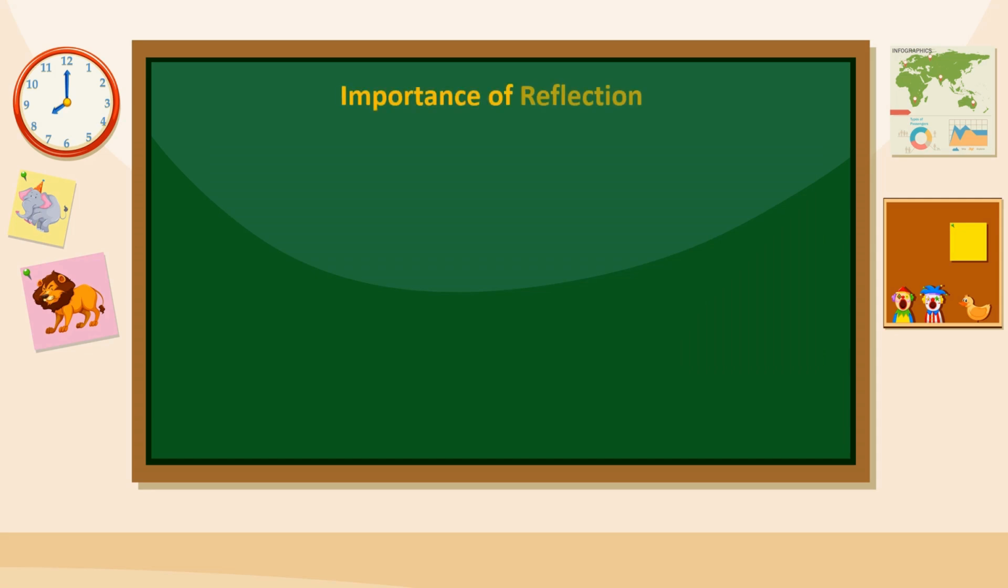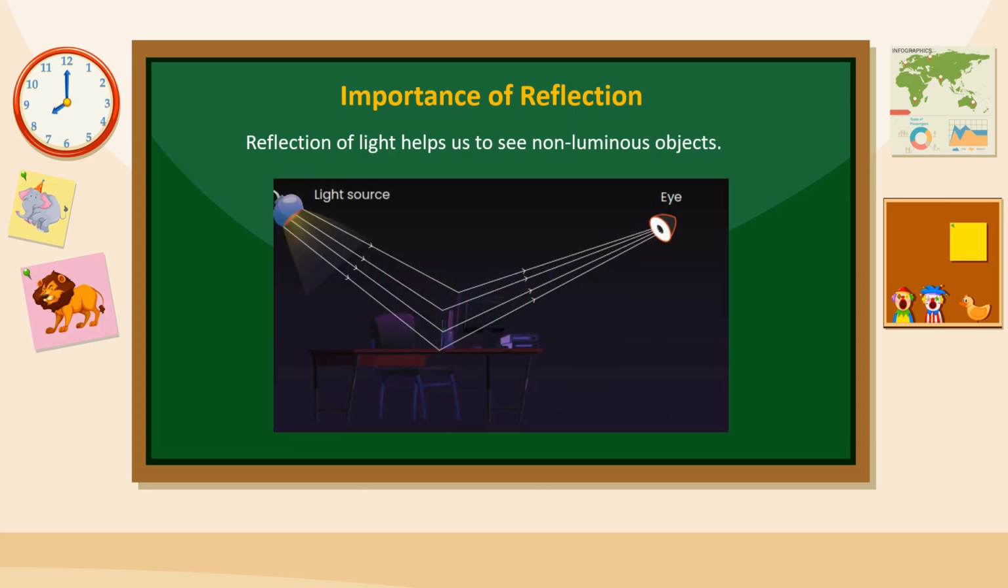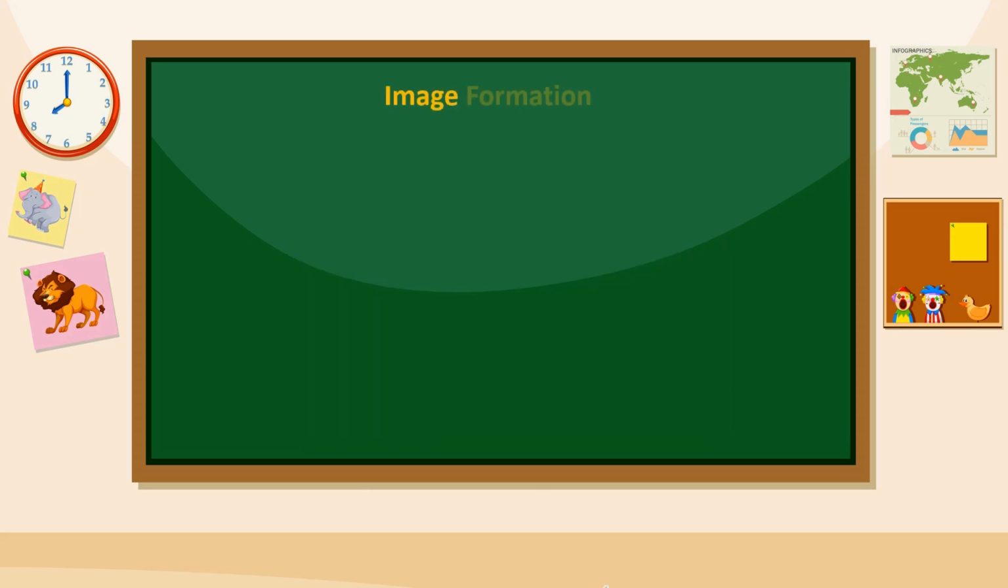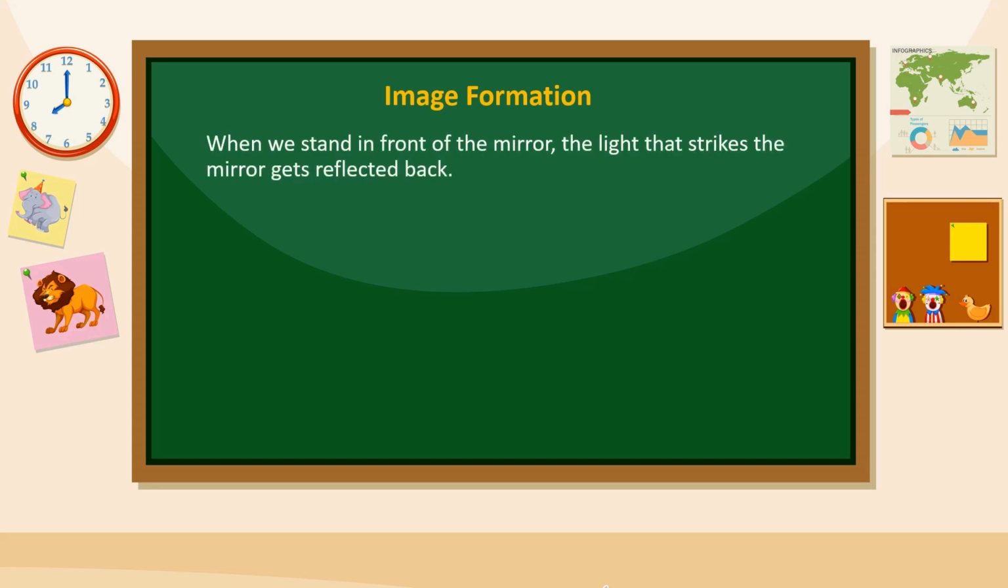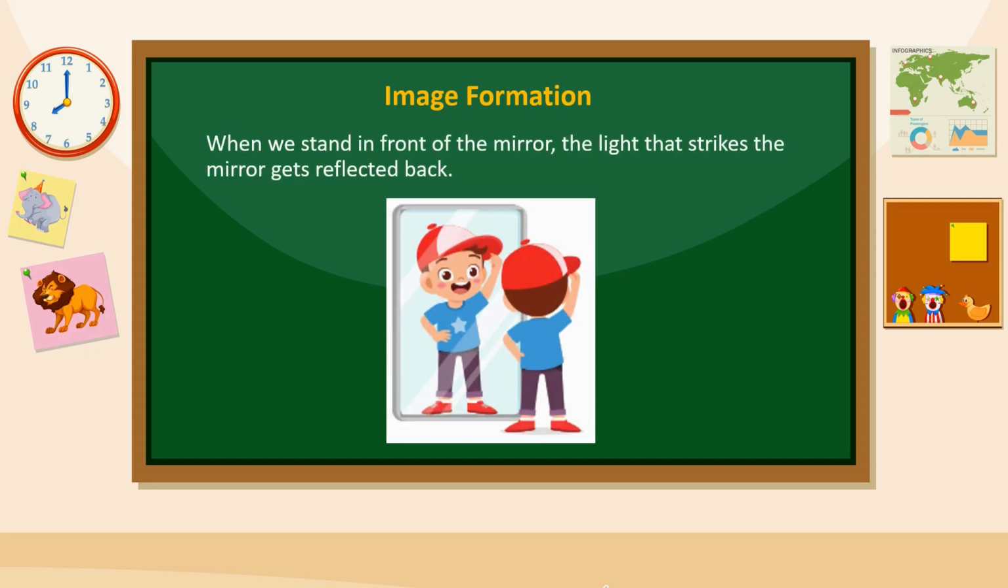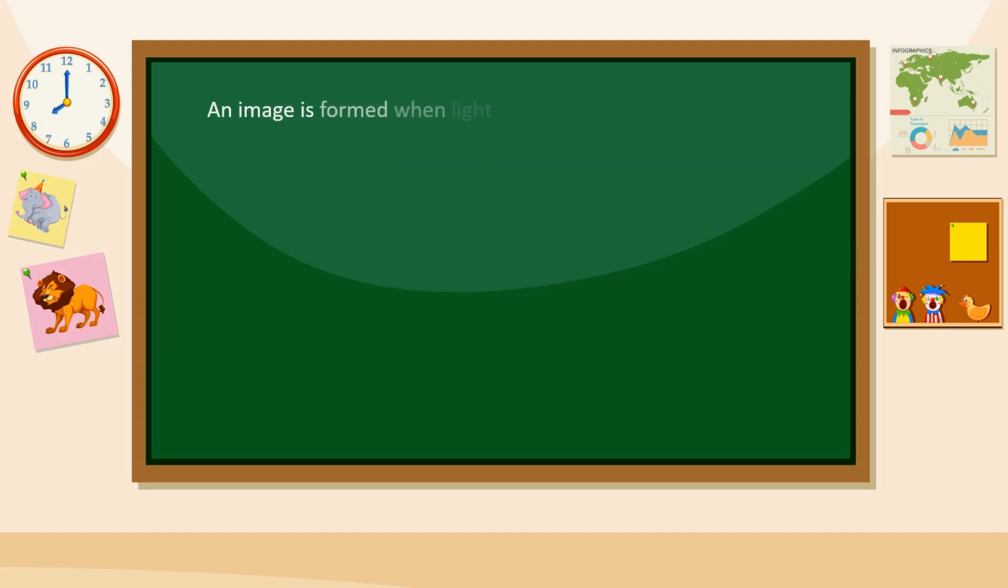Importance of reflection. Reflection of light helps us to see non-luminous objects. Image formation. When we stand in front of the mirror, the light that strikes the mirror gets reflected back. An image is formed when light is reflected from a mirror, plane or spherical, by refraction in lenses.